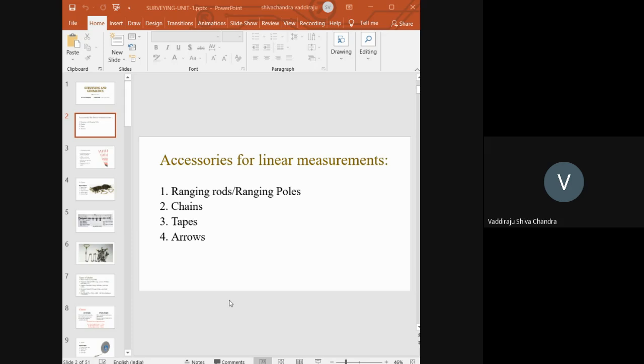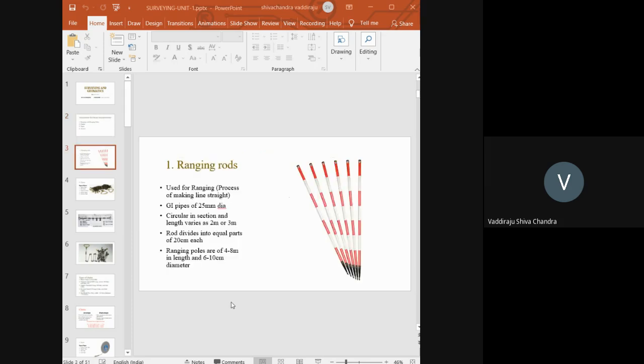So let us see one by one. What is a ranging rod? Ranging rods are used for the purpose of ranging, that is marking straight lines in the field. This is used if there are 2 points, if you want to establish 2 station points or 5 station points in the field, so we will be making use of ranging rods. It is made of galvanized iron pipes of 25 mm diameter, circular in section, and the length varies from 2 meters to 3 meters.